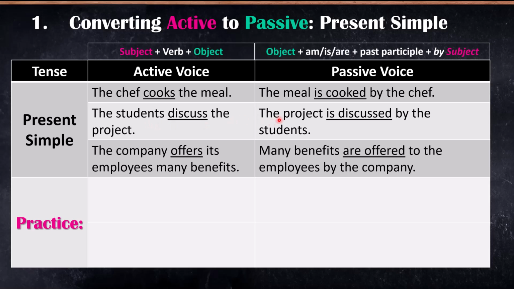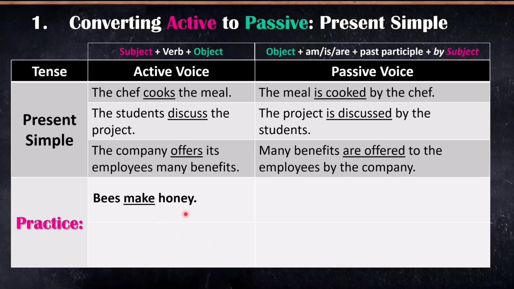In the next example, we begin with the object as well. The project is discussed by the students. Now, in this last example, we have a plural object, many benefits. So, many benefits are offered to the employees by the company. So let's do some practice converting from active to passive in the present simple.